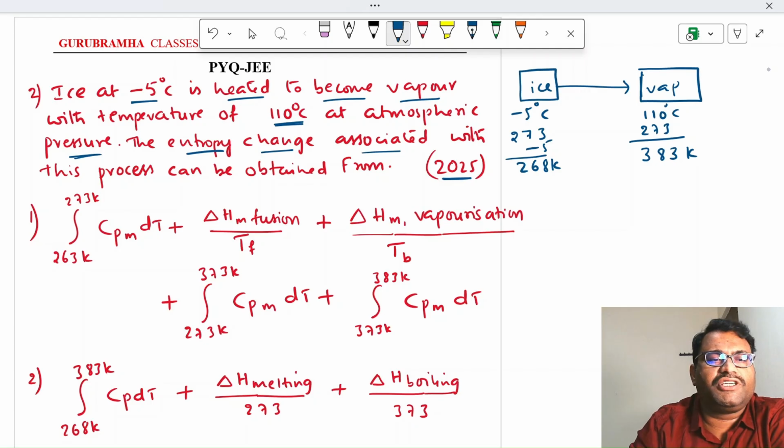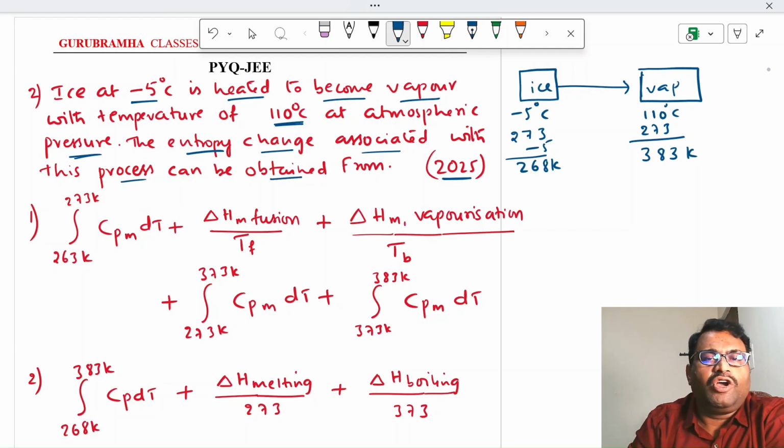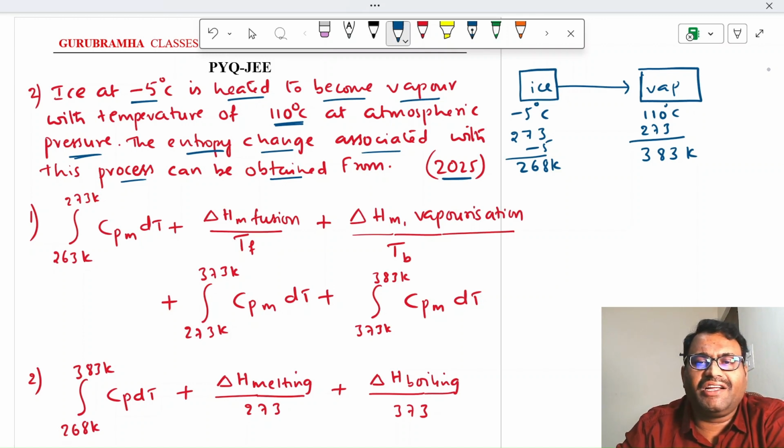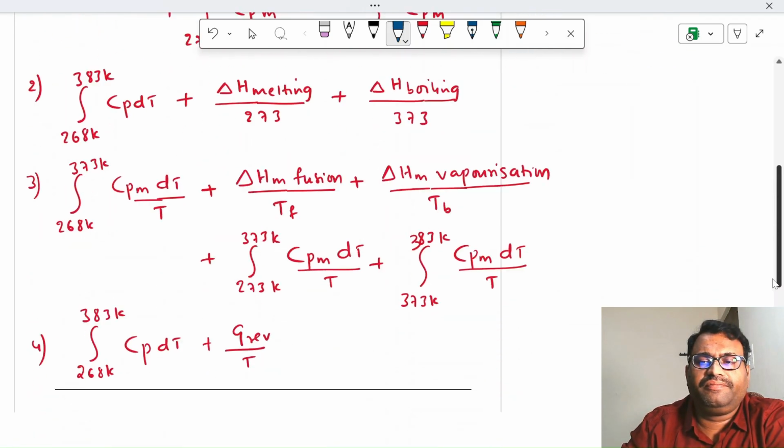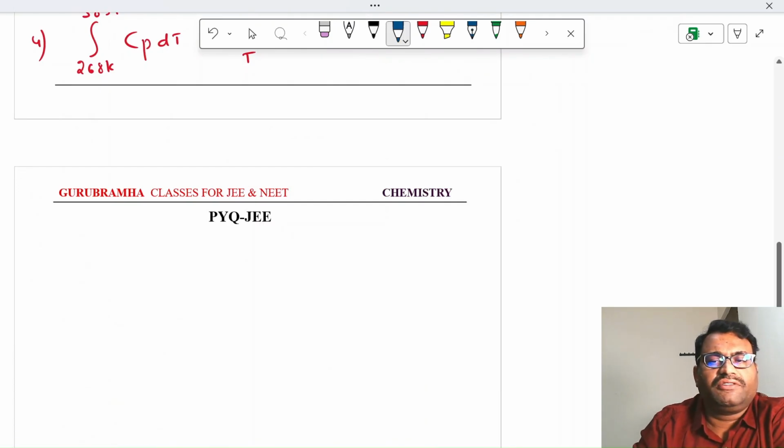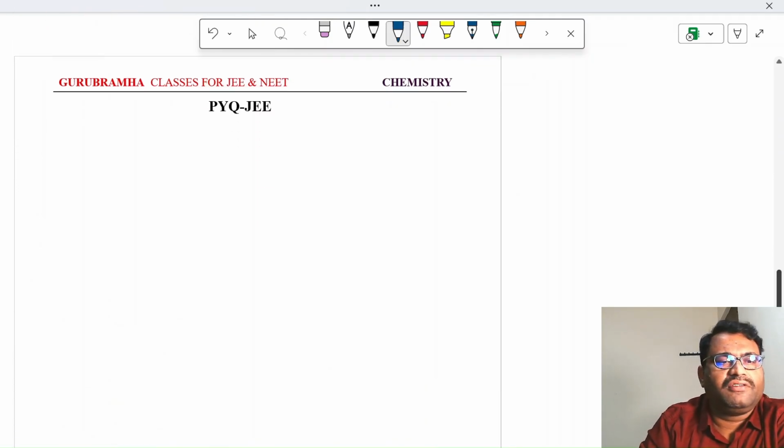The entropy change associated with this process can be obtained from, and they did not mention how much ice. First, will it directly convert from ice to vapor? There are some steps involved here. So what are those steps? Let us see. First of all, we have ice at 268 Kelvin.